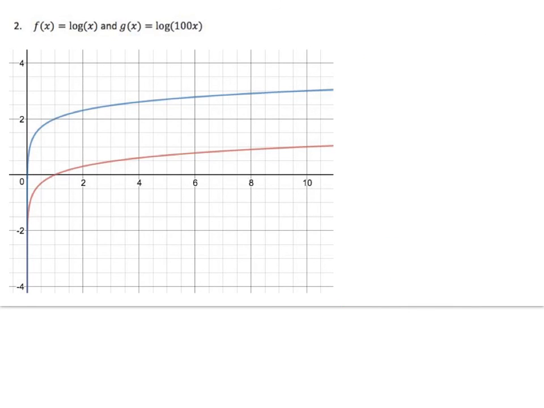One more time. Why don't you guys try this one on your own? Write down what the transformation is and check your answer with me. Go ahead and push pause and try it.